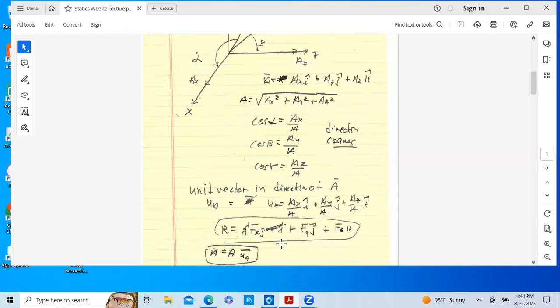And the resultant is the sum of the forces in the x i plus the sum of the forces in the y j plus the sum of the forces in the z k. And so we can write the vector A as the magnitude of A, the scalar quantity of A, times the unit vector of A. We've talked about this alternate way of writing a vector quantity if you can define a unit vector for that quantity.